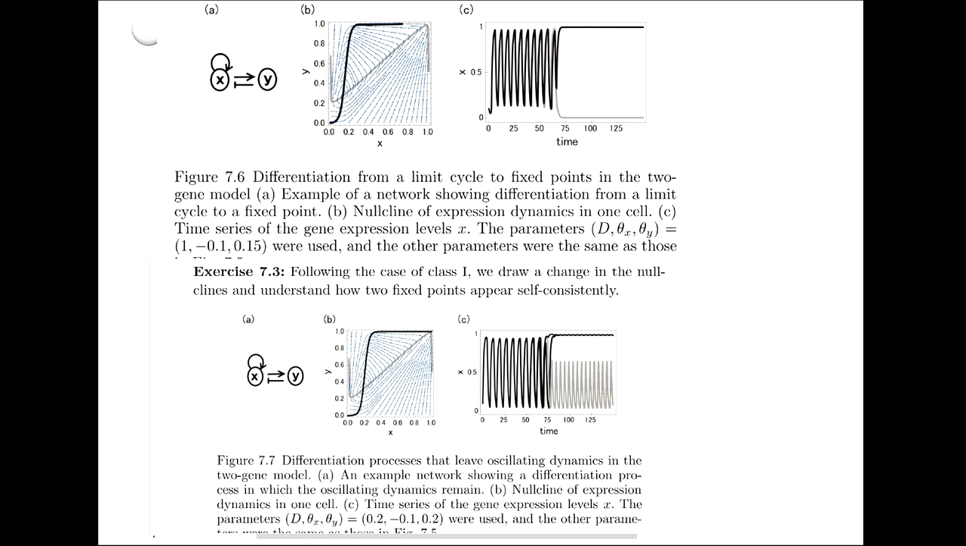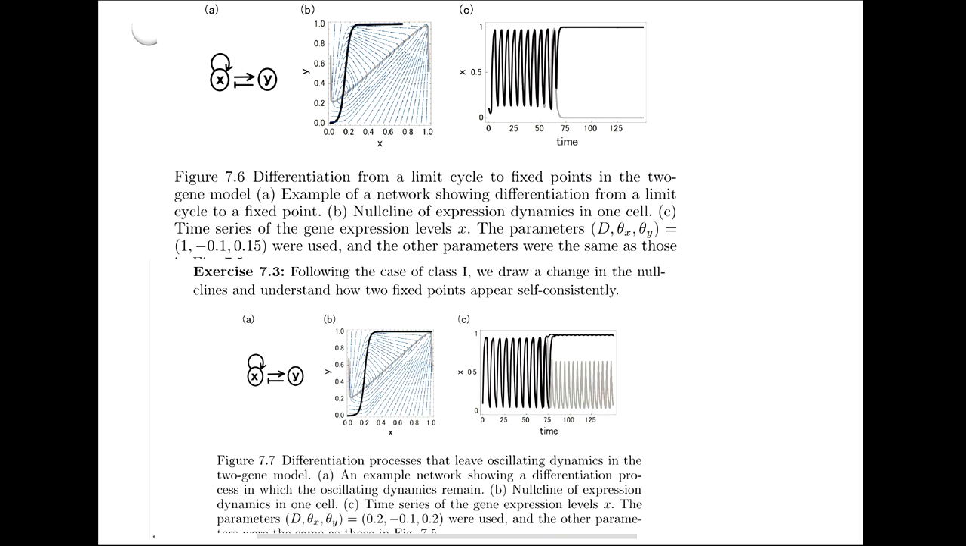So the minimal case is two genes. And then we can write down just the differential equation of two variables. But as I said, it is more important to understand it graphically. And in this case, for this model, the nullclines look something like this, and something like this.